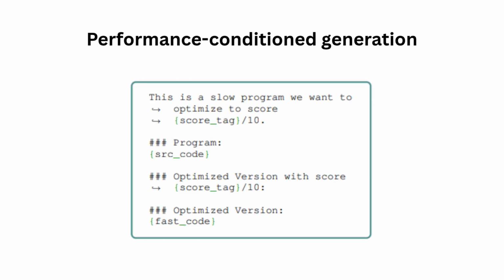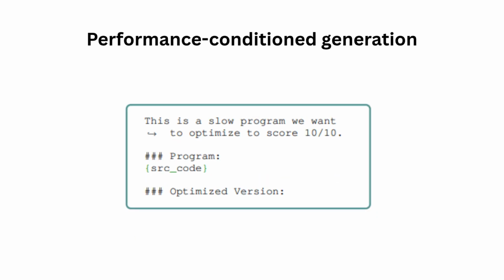This means the model is no longer just learning how to optimize code. It is also learning the relationship between certain coding patterns and their performance quality. In other words, the model begins to understand what highly optimized code actually looks like. Then comes the really powerful part. During inference, the researchers provide the input program along with the highest performance tag, 10 out of 10. This effectively tells the model, generate the most optimized solution possible. So instead of passively predicting edits, the model is now guided toward producing high-performance code intentionally.